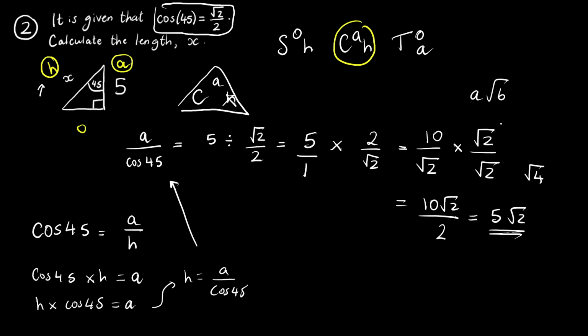Okay, and then remembering this little bit here about rationalising denominators to get it in a particular form, but it will tell you in the question. So our value for x would be 5 root 2.